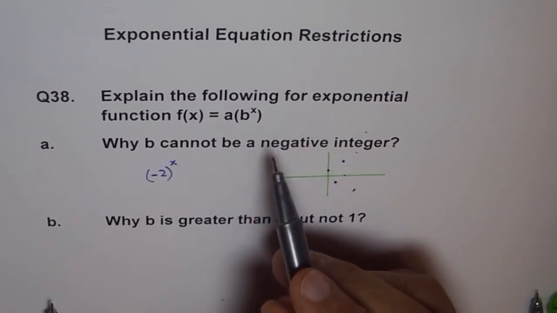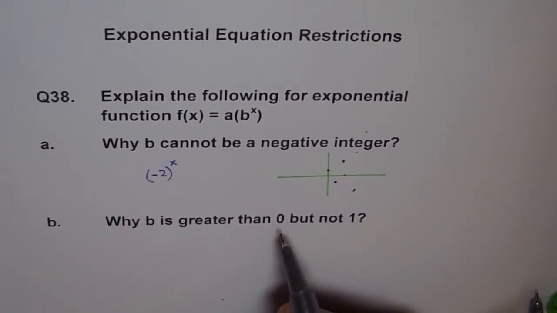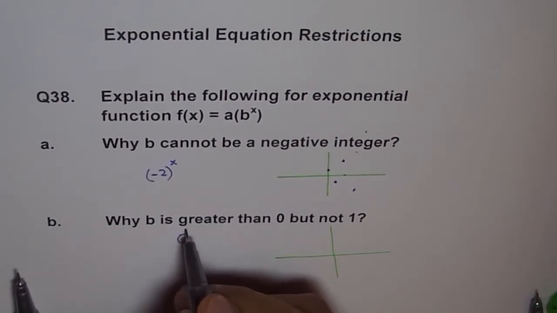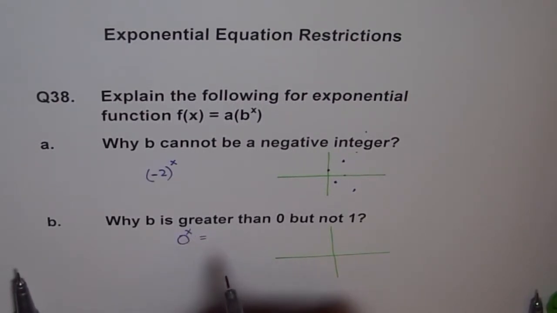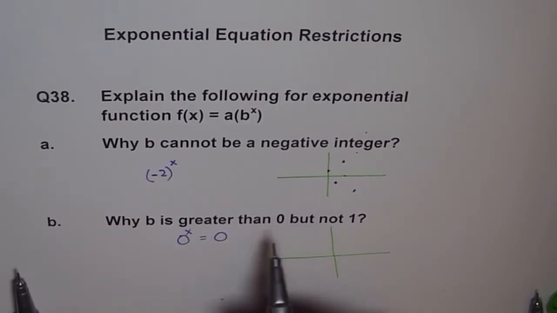I hope you understand that part. Now, b should not be 0 either, because 0 to the power of anything is just 0, correct? So if I say b is 0, then 0 to the power of x is what? It has got no meaning, right? 0 to the power of x is just 0, correct? Therefore, b is greater than 0, but not 1.